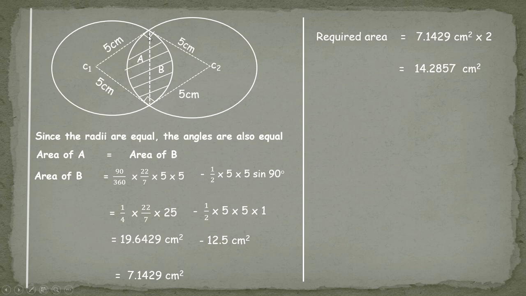So area of this sector here, minus the area of this triangle. That will give us B. Now if I want area A, I'll get the area of this sector minus the area of this triangle. That is the technique that we shall be using under this section. Thank you.